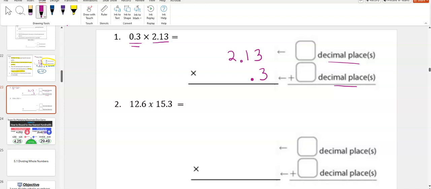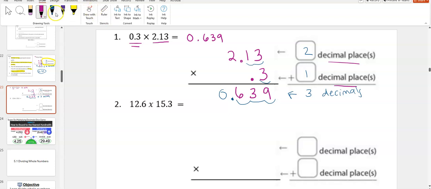So I'm going to do 3 times 3 is 9. 3 times 1 is 3. 3 times 2 is 6. Now we count our decimal places. I've got 1, 2 decimal places here, 1 decimal place here. So my answer is going to have 3 decimals in it. 1, 2, 3. So my final answer to this problem is 0.639. Good job. Let's do it again.